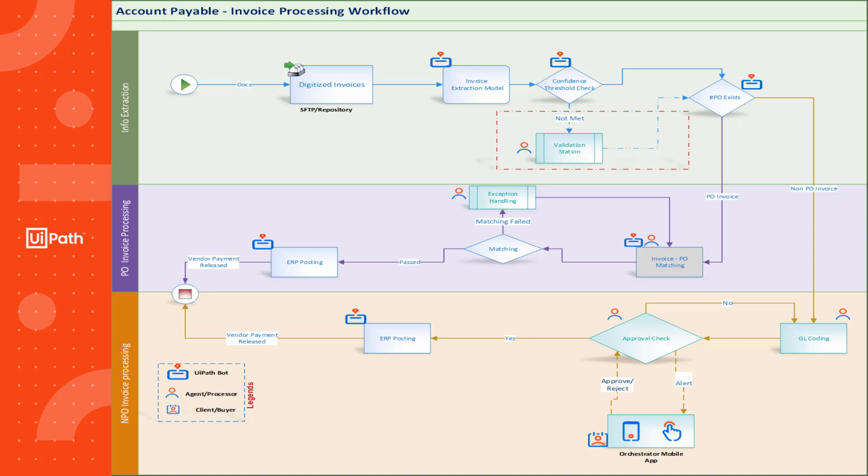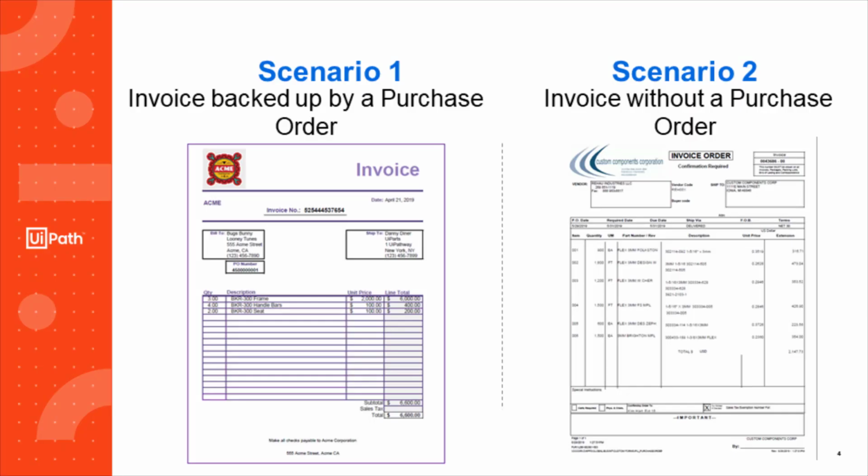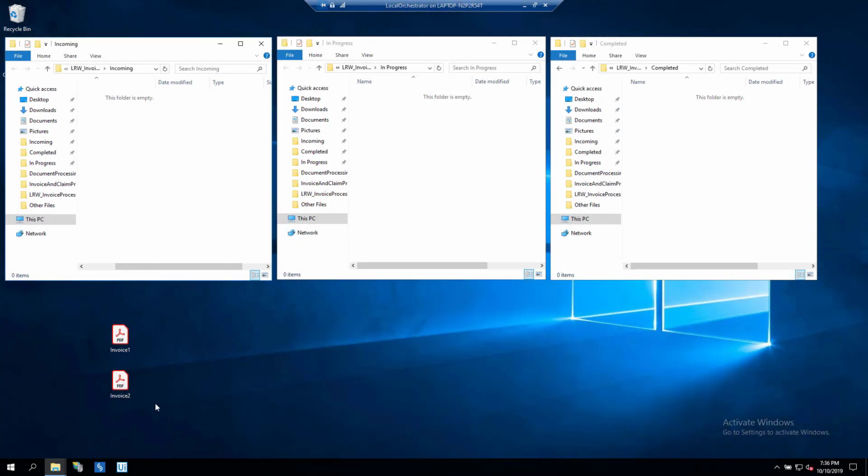During this process, if the robot needs human assistance, it automatically creates a task for a human and moves on with other jobs until the human performs the required action. Here, we will look at two scenarios. First, an invoice backed up by a purchase order, and second, an invoice without a purchase order. Let's look at the scenario where the invoice has a PO number.